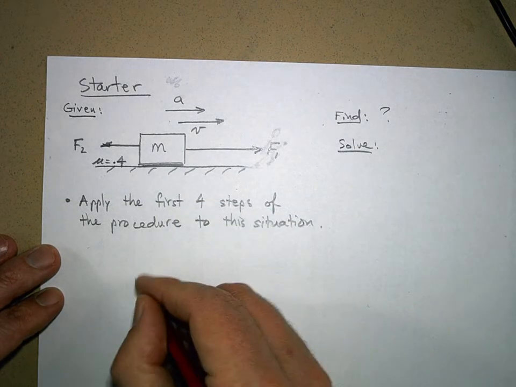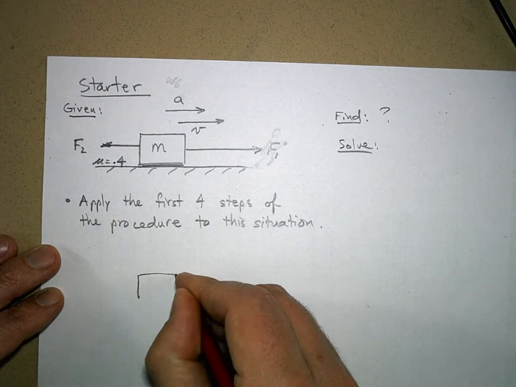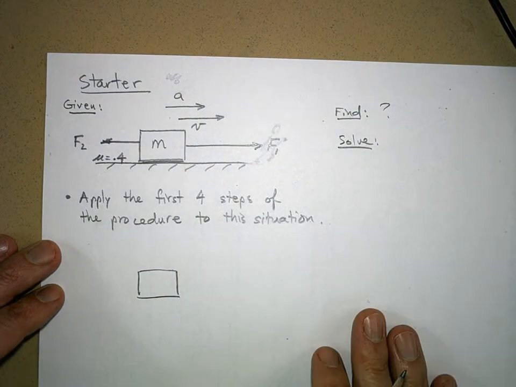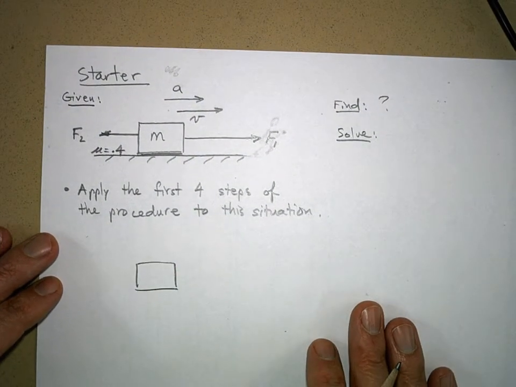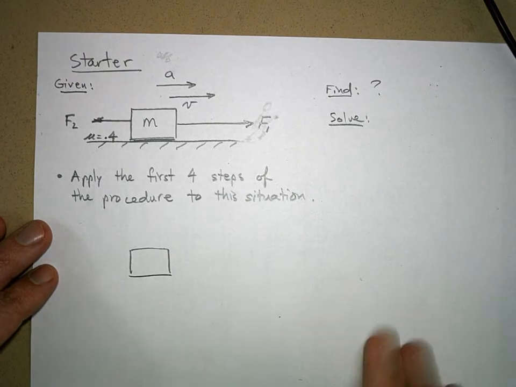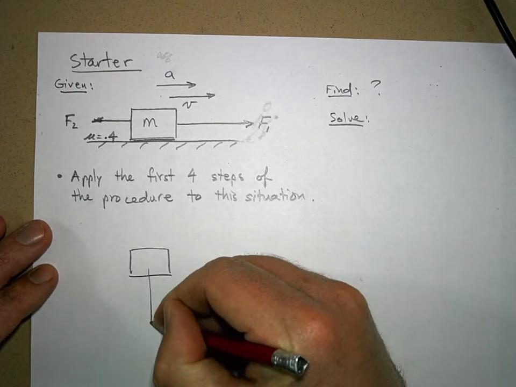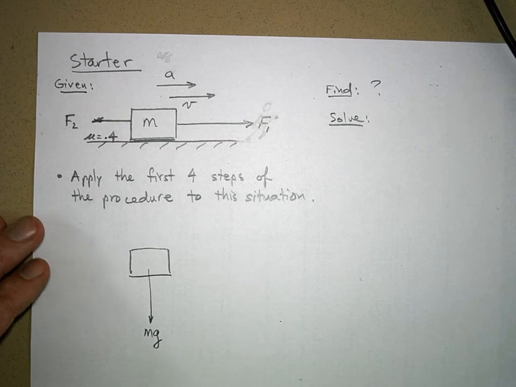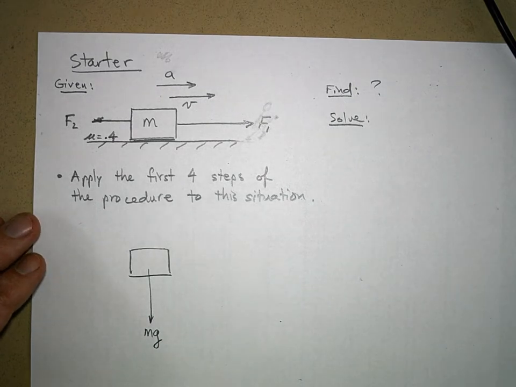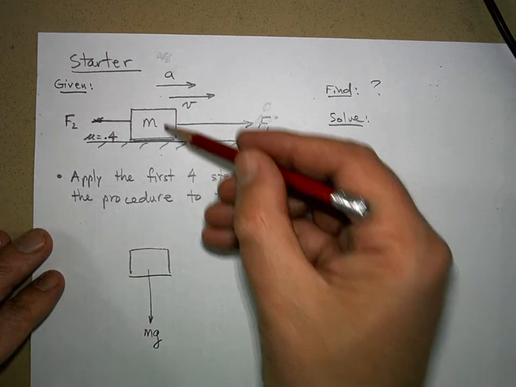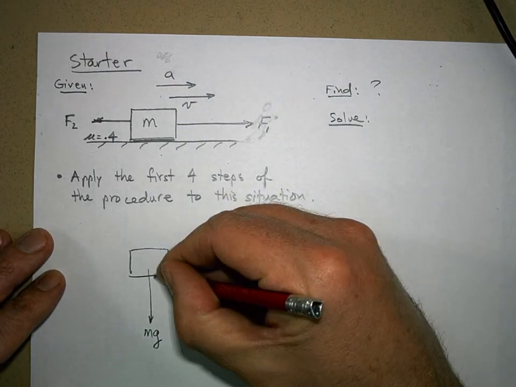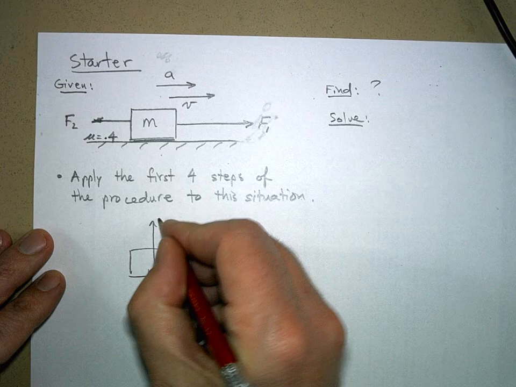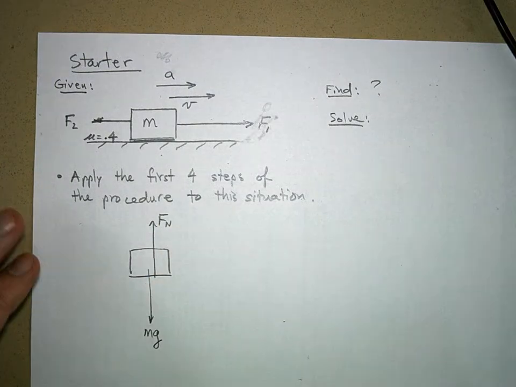So you look at the crate, you draw a picture of the crate, and you say, all right, what are the forces acting on the crate? Well, obviously we got gravity pulling it down. M times G is the force of gravity pulling it down. It's not sinking into the ground, right? There's an interaction between this surface and the crate that's holding it up. We call that interaction the normal force.